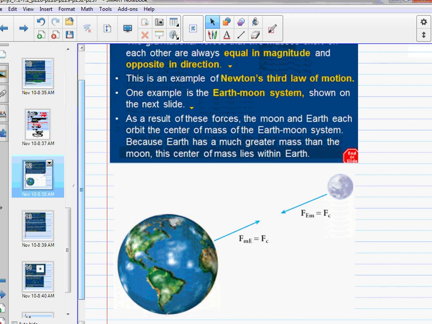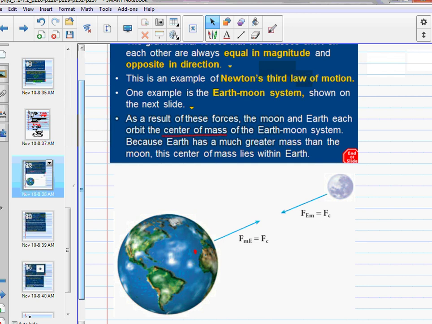One example is the Earth-Moon system shown right here. As a result of these forces, the Moon and Earth each orbit the center of mass of the Earth-Moon system. So when the Moon is going around the Earth, it has an effect. The Moon has an effect on the Earth, not just the Earth on the Moon. So the center of that is actually the center of mass. Now I believe the center of mass is something like that. It's still within the Earth, because the Earth is so much more massive than the Moon is.